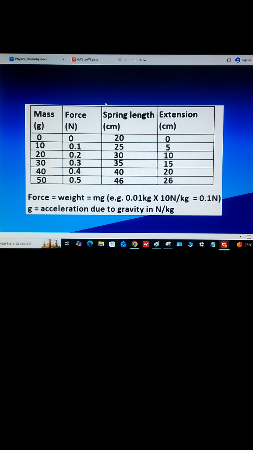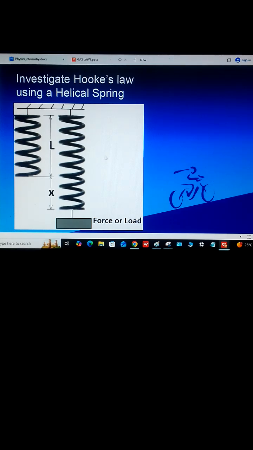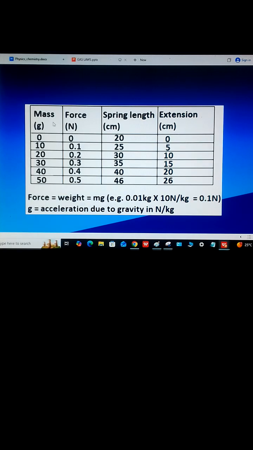So in this case, we do an experiment. We exert a force on this spring different times using different masses, and then we record the change in length in a table. So we have this table. The first column are the masses which we hang on that spring. Here in the first case, there's nothing. Then 10 grams, 20 grams, 30 grams, like that.